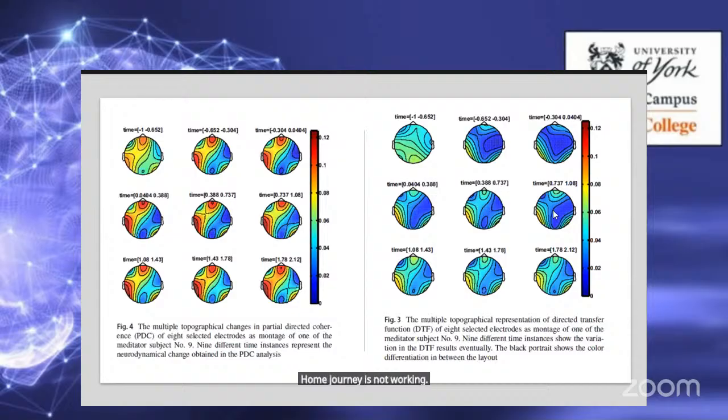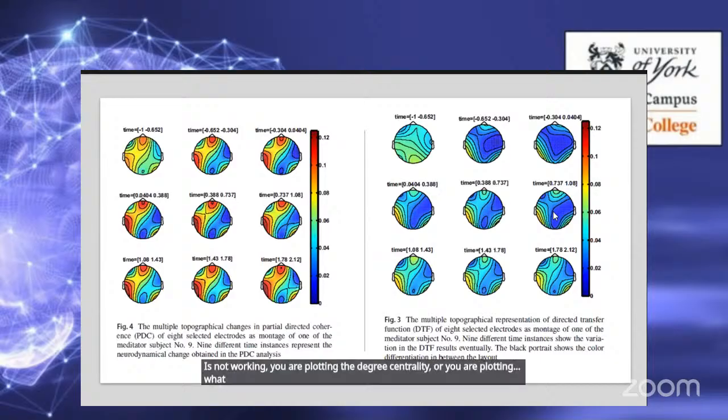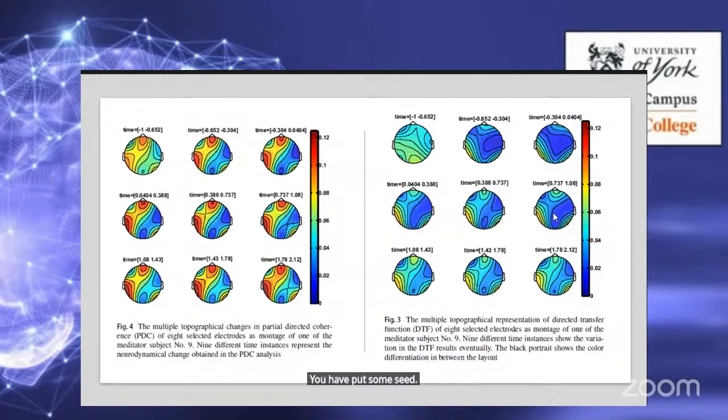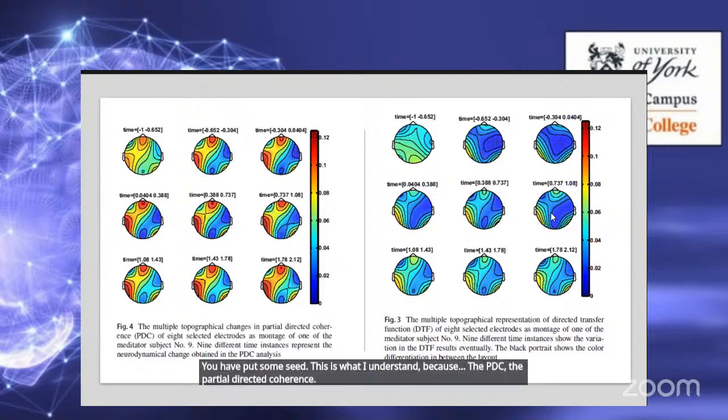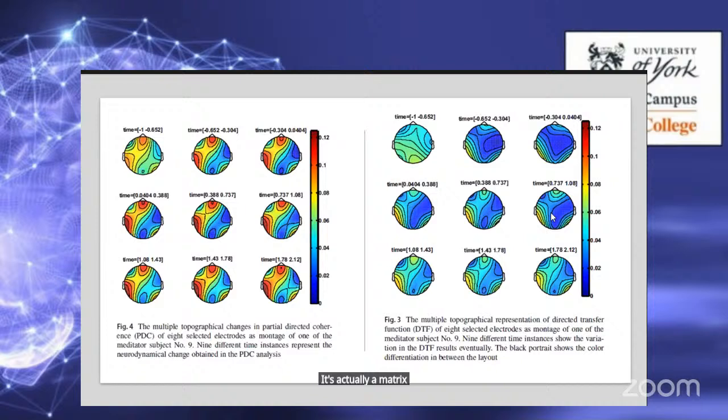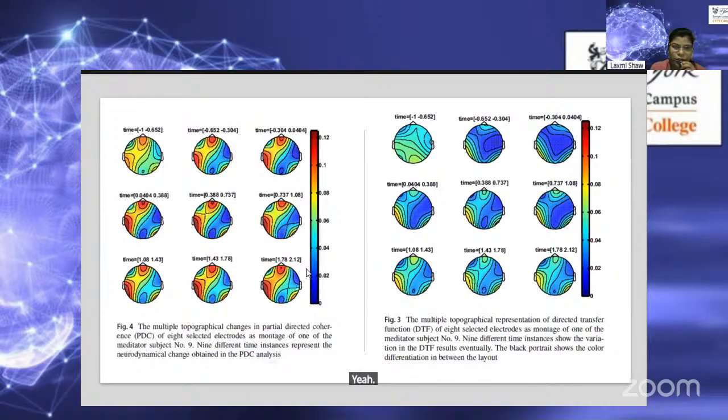Are you plotting the degree centrality, or are you plotting the value of the PDC with what? You have put some seed. This is what I understand, because the PDC, the partial directed coherence, is actually a matrix between the eight selected electrodes. Okay, it is an 8 by 8 matrix. Yeah, it's an 8 cross 8 matrix. That is correct because I have considered only eight electrodes.